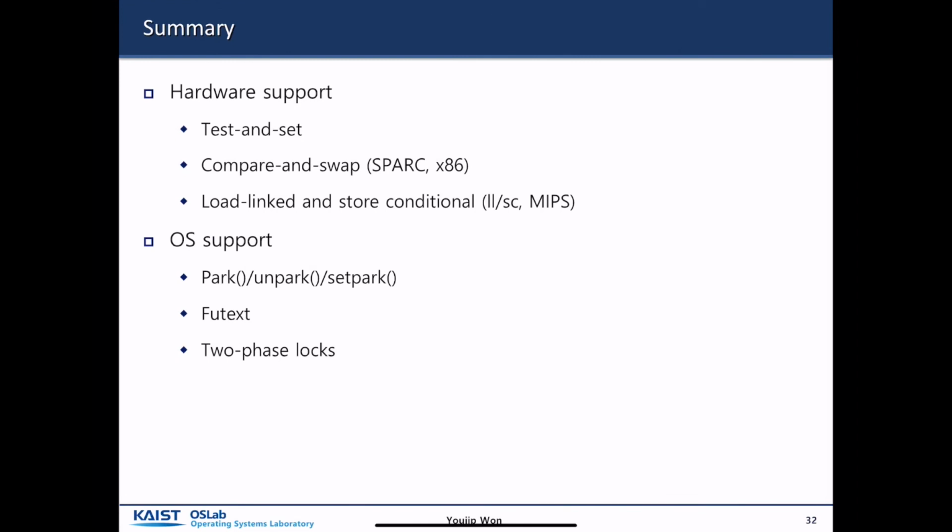Let me finish this lecture by summarizing the contents we have covered. There are largely two themes for the lock: hardware support and software support, that is, OS support. For hardware support, we covered test-and-set, compare-and-swap, and load-linked and store-conditional. The reason we need hardware support is to test the condition and to set the variable atomically. For those purposes, we examined three instructions: test-and-set, compare-and-swap, and load-linked and store-conditional. And to avoid spinning, we need support from the operating system.